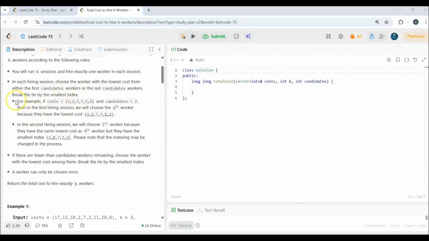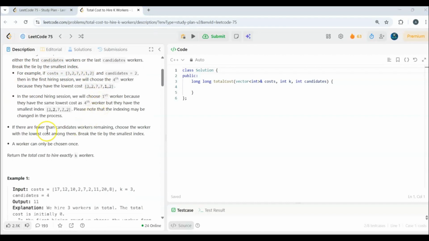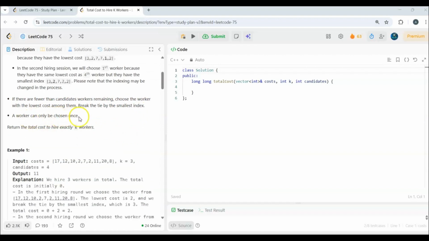Here we have given an example. And finally, if there are fewer than candidates workers remaining, choose the worker with the lowest cost among them. Break the tie by the smallest index. A worker can only be chosen once, and we need to return the total cost to hire exactly k workers.